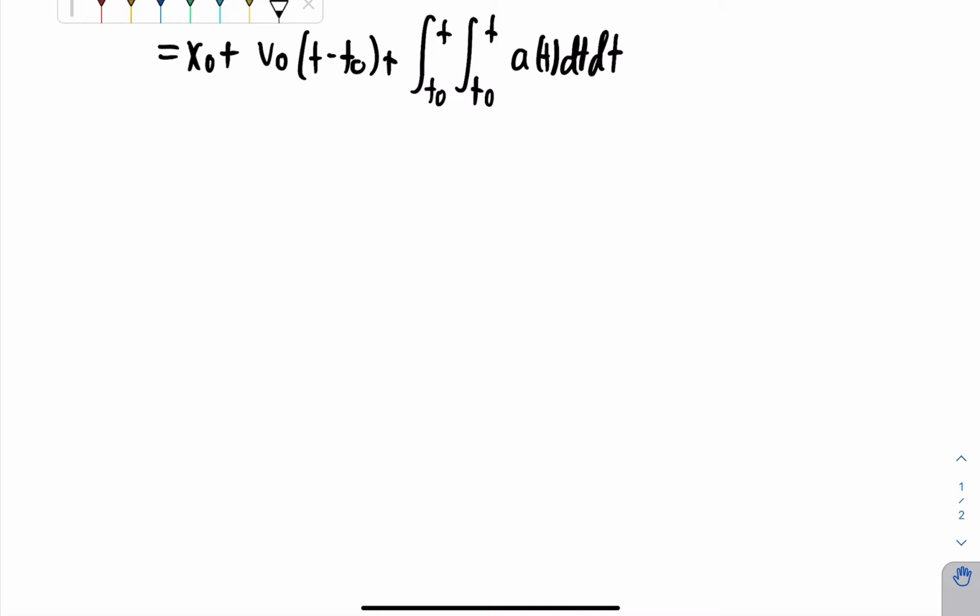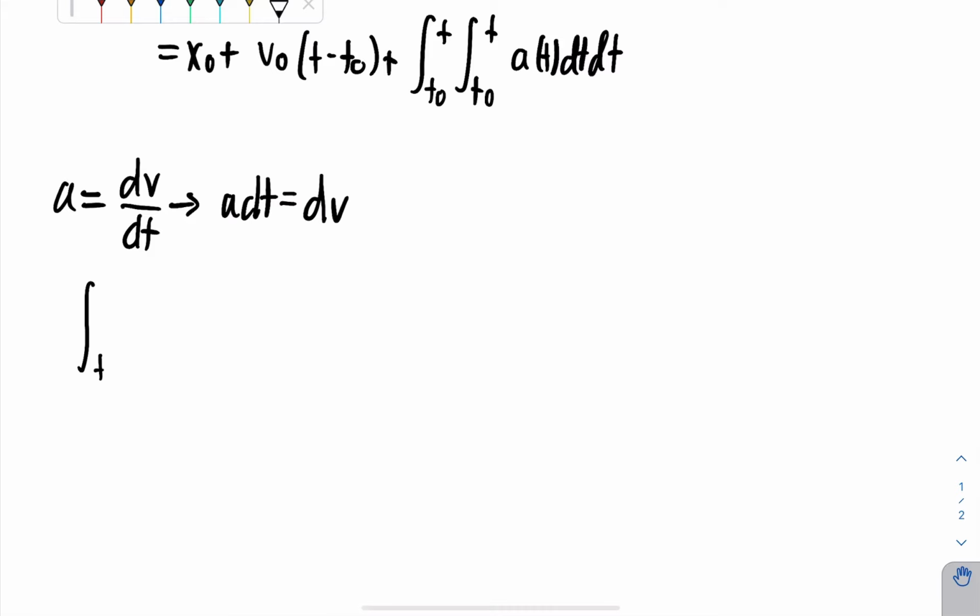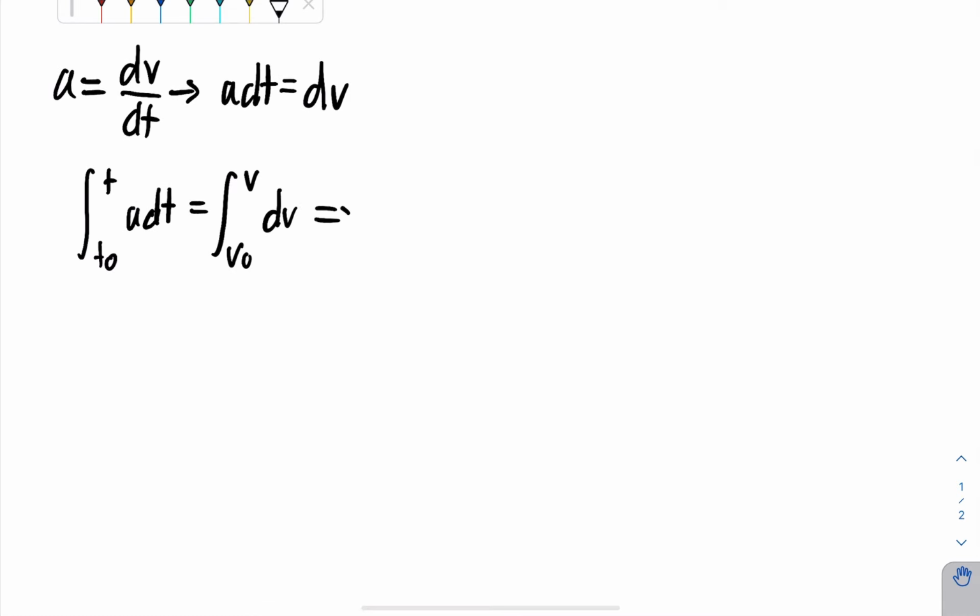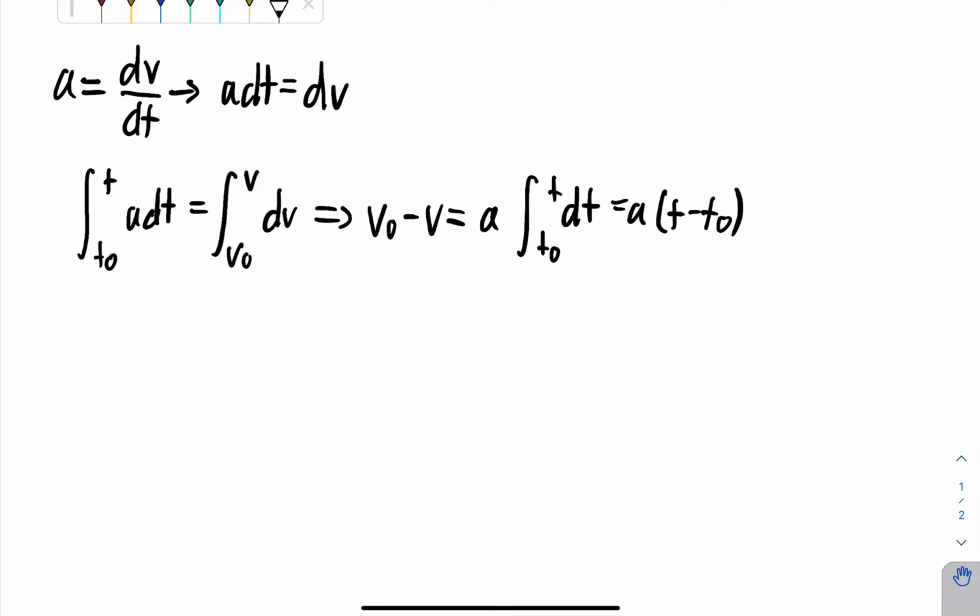Okay, so again, we're going to start with a equals dv dt, and that allows us to write a dt equals dv, and we're going to integrate between t naught and t of a dt equals the integral between v naught and v of dv. Okay, so now we can rearrange and continue solving. We get v minus v naught is equal to a. We can pull the a out because a is a constant now. It's the integral between t naught and t dt, and this is equal to a times t minus t naught. That's wonderful. We've been able to solve that.